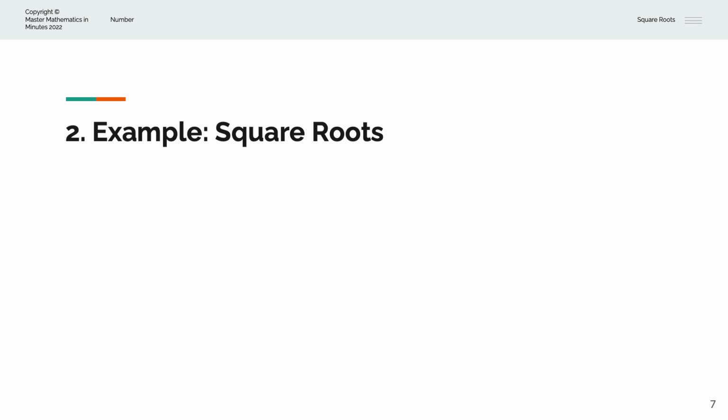In the fourth example, we're asked to calculate the square root of 16. So we have the square root of 16 is equal to the square root of, and we can rewrite 16 as 4 squared, because 4 squared is equal to 16. So the square root and square cancel out, and we're left with the original number 4.